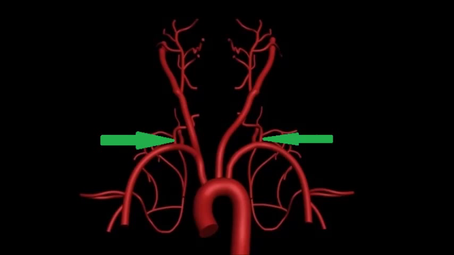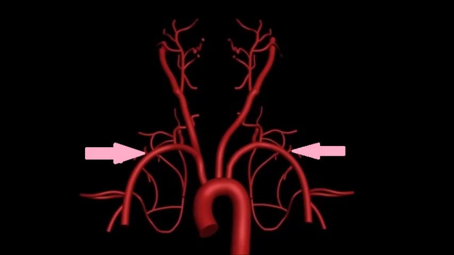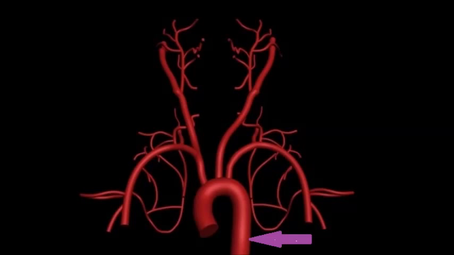Here we have the left and right thyrocervical trunks. And here we have the left and right costocervical trunk. Here we have the descending aorta, which provides blood to the inferior region of the body.